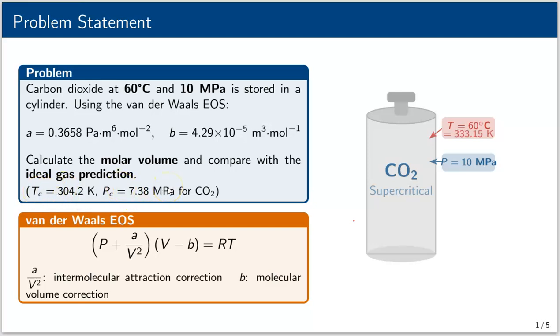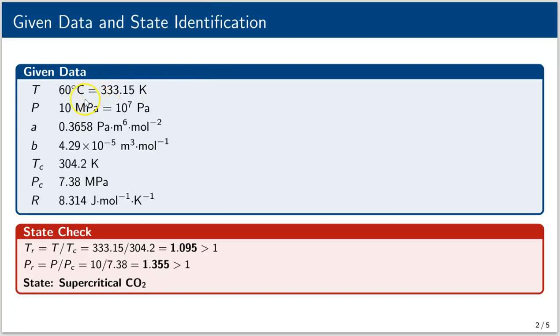So van der Waals equation of state, that is (P plus a by V squared) times (V minus b) equals RT. So a by V squared is the intermolecular attraction correction and b is the molar volume correction. Now from here you can see the given data. T is 60 degrees centigrade, that means if you convert to Kelvin, that is 333.15 Kelvin. 10 megapascal means 10 to the power 7 Pascal. a is given, b is 4.29 times 10 to the power minus 5 meter cube per mole.